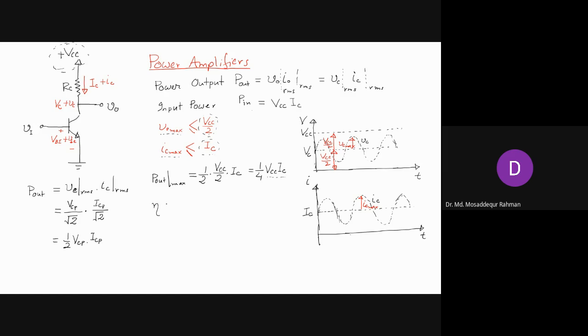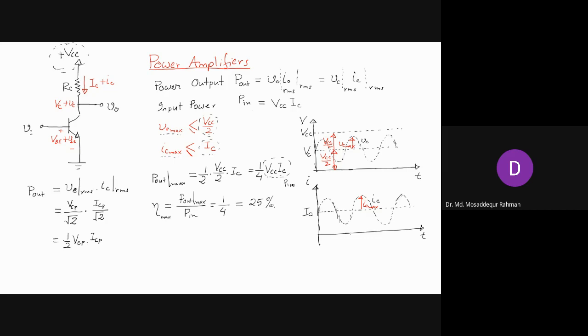what is the efficiency of this circuit? The maximum efficiency for maximum output power will be determined by the maximum output given by P in, right? So you see that P in, this part, is basically our input power, which we have already shown here. So at maximum output power, the efficiency is 1/4, or in terms of percent, 25%.